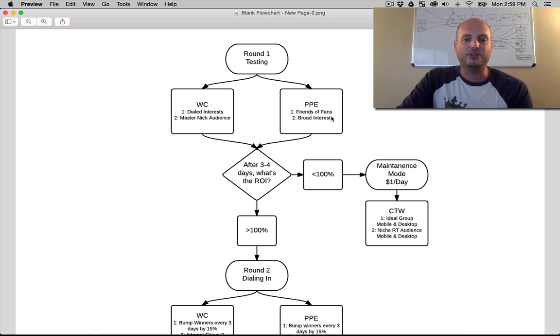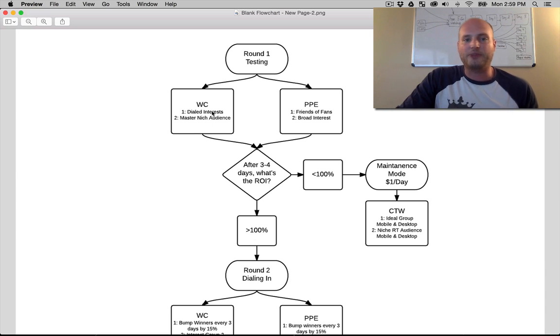Now, another test we do is a broad interest test with page post engagement. And this is more where the dialed interest on the WC side are our best estimated guess of buyers. The broad interest would be an interest or multiple interests that cover the entire industry.